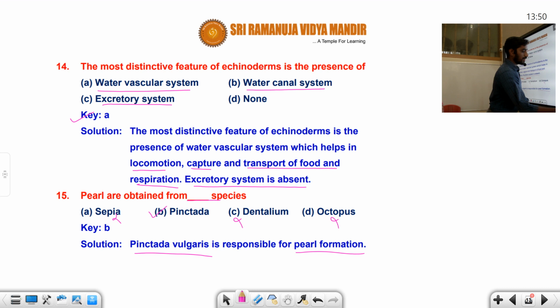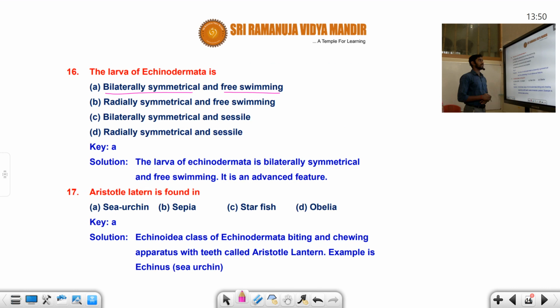The next one is: the larva of Echinodermata is a bilaterally symmetrical and free swimming larva. So let us see here, student, the Echinodermata. Here Echinodermata shows two types of symmetry. The first one is that at the larval stage it shows bilateral symmetry. At the adult stage it shows radial symmetry. Okay, so the correct option is, what is that? A is the correct option. 16 is the A option.